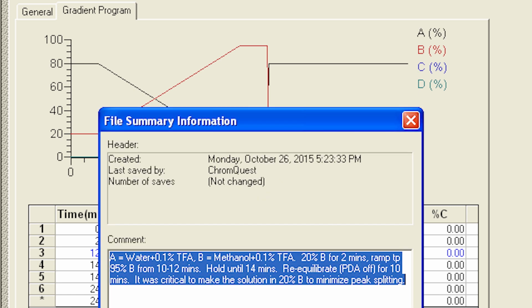So if we look at the summary of this method, we have A is water with 0.1% trifluoroacetic acid, common additive in HPLC. B is methanol that also has 0.1% trifluoroacetic acid. We're going to control the pH, and that's what is called an ion suppressor. We hold at low 20% B for 2 minutes, and then ramp linearly to 95% B from 10 to 12 minutes, and then hold for 2 minutes until 14 minutes. Then we turn the detector off, drop it down, and re-equilibrate to 10 minutes. So we have kind of a wash step, and we do have a re-equilibration step.